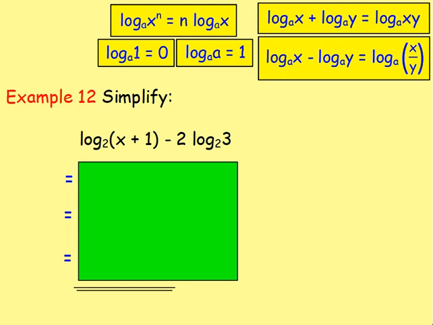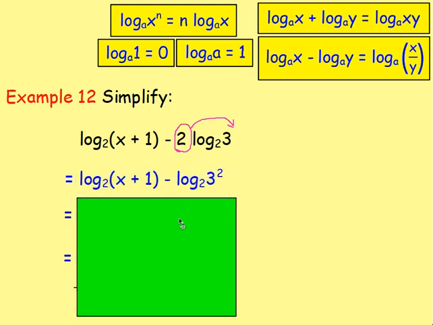Example 12, simplify log base 2 of x plus 1, take away 2 log base 2 of 3. So with this one, what would you do? Yeah, if you've ever got a number in front of log, you're best to move that up, so that will become your index. Because you're just working with numbers here, you could then simplify it. So keep log base 2 of x plus 1 as it is, and then rewrite this as take away log base 2 of 3 squared. You're just moving that 2 up to become an index.